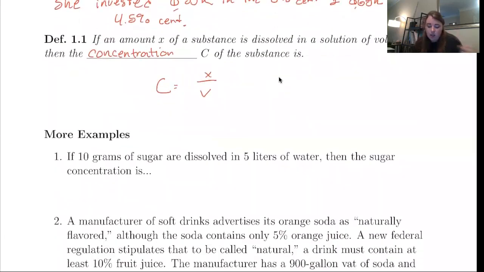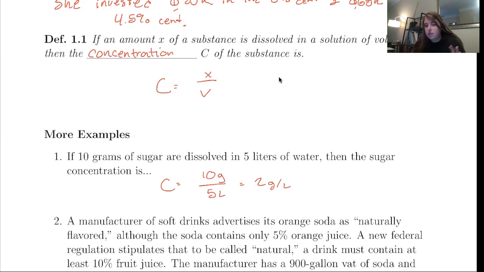So for example, if I take 10 grams of sugar and I dissolve it into 5 liters of water, my concentration is 5 grams. Sorry, not 5 grams. 10 grams in 5 liters, which is just 2 grams per liter. Alrighty. So that's how we get concentration, just some division. And we're assuming that the sugar is dissolved into the 5 liters.